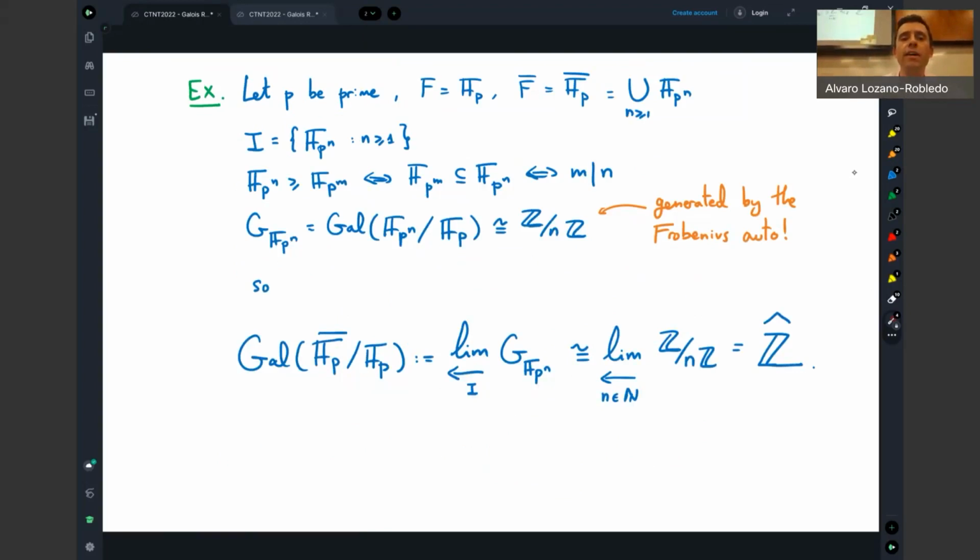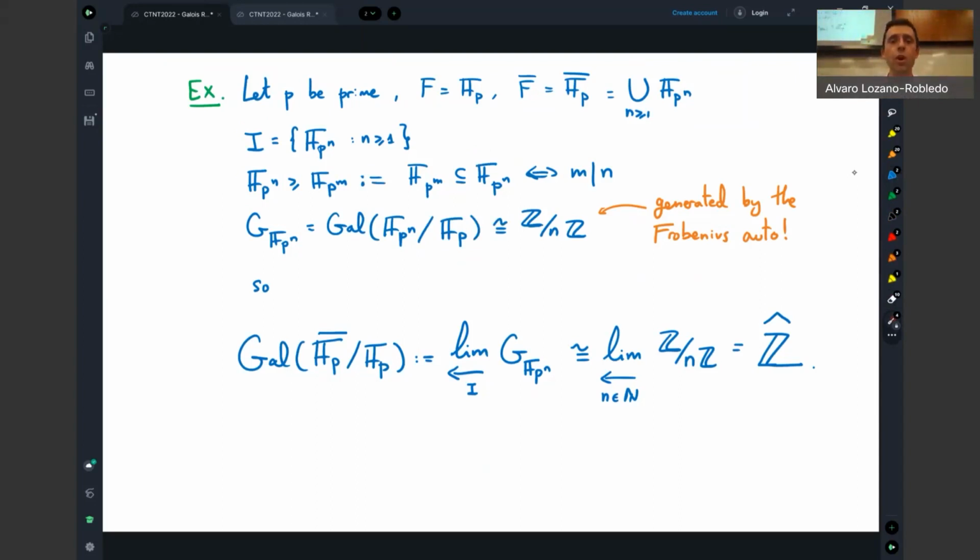So my indexing is by finite fields of p-power order, and I'm saying that this is bigger than this if this contains this. You are completely right, I should write it like this to say that this is my definition of the ordering. That is, by definition, the order I've put on finite fields.